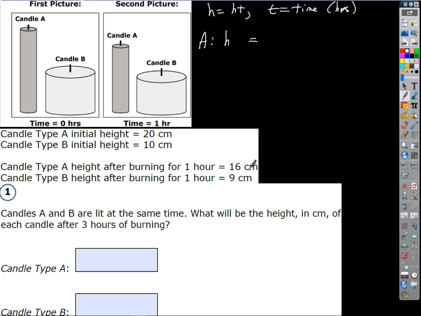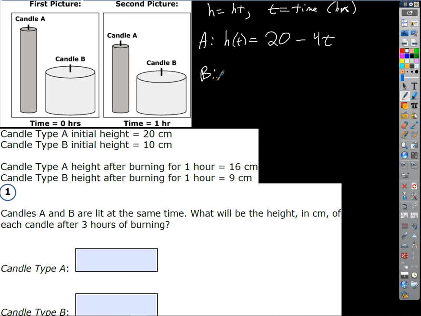So 4t in this case, right? That's how fast it's losing height. What's its starting height? 20. So I'd get 20 minus 4t. Very good, right? My starting value plus my rate times time. My rate is -4, isn't it? Because it's decreasing by 4 centimeters every hour. So there's h of t.